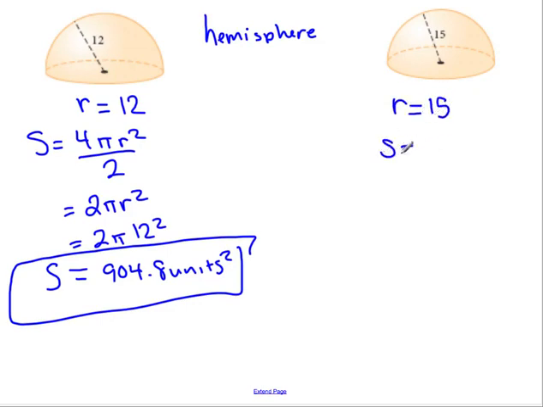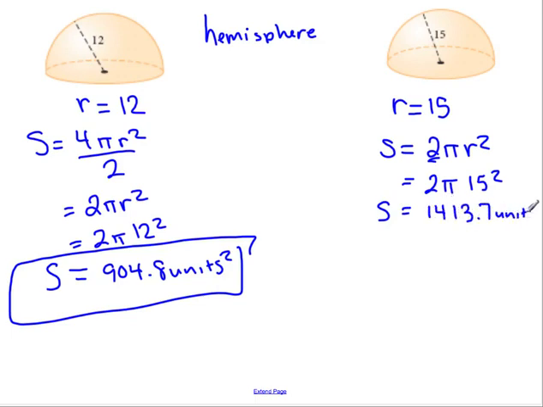This next one has a radius of 15. So we'll just say surface area equals 2 pi r squared, because it's not 4 this time, because again it's half of a sphere. So that's 2 times pi times 15 squared. Put that into our calculator, we should get 1,413.7 square units.